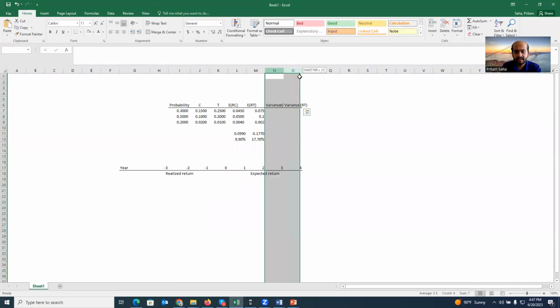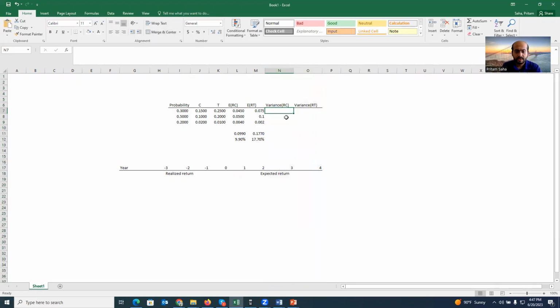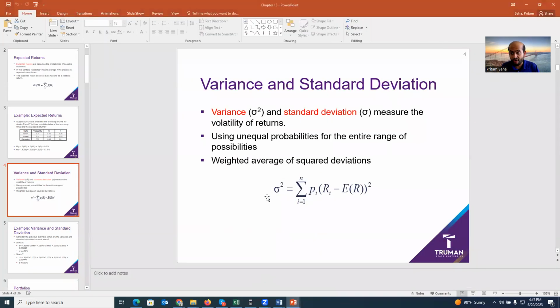Make sense? Sigma square means variance. When I say sigma square, that means variance, okay? If we go to the slide, this is the formula for the variance. I'm going to explain variance versus sigma. What does it mean? Let's just follow step by step, okay? So variance means Pi times (Ri minus expected return) square.